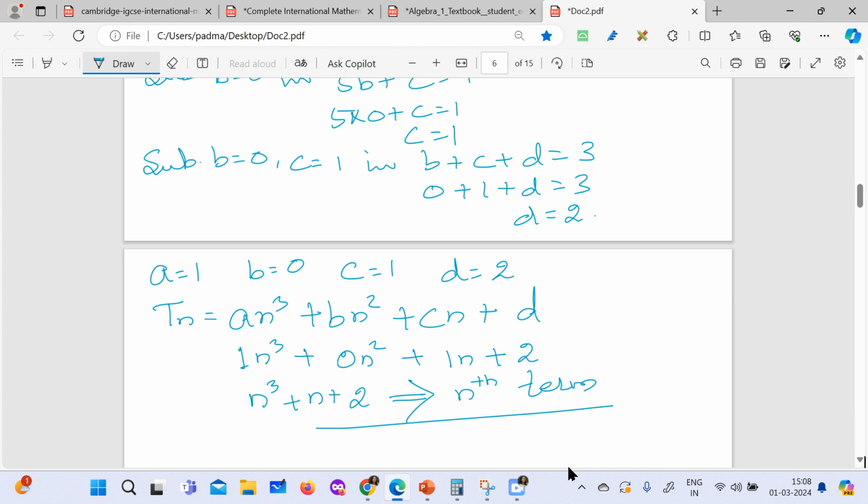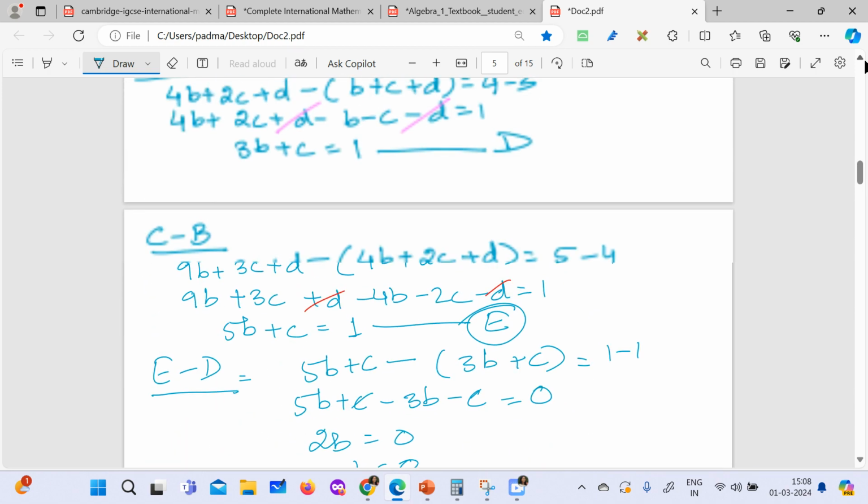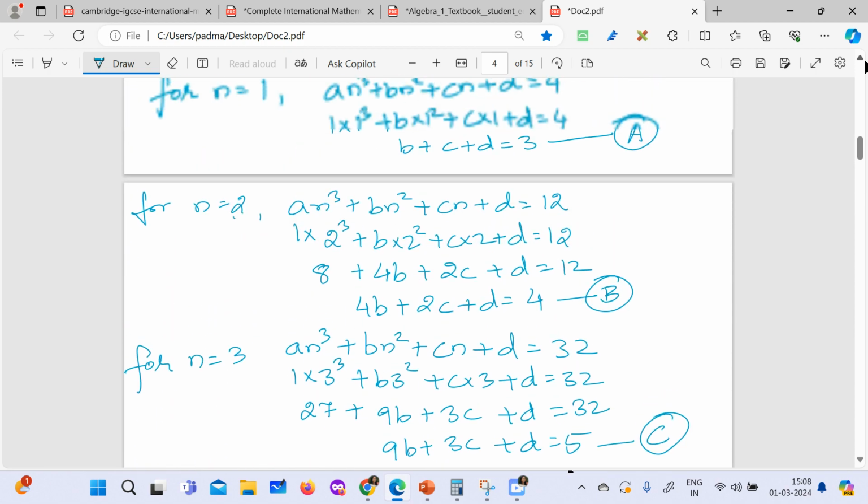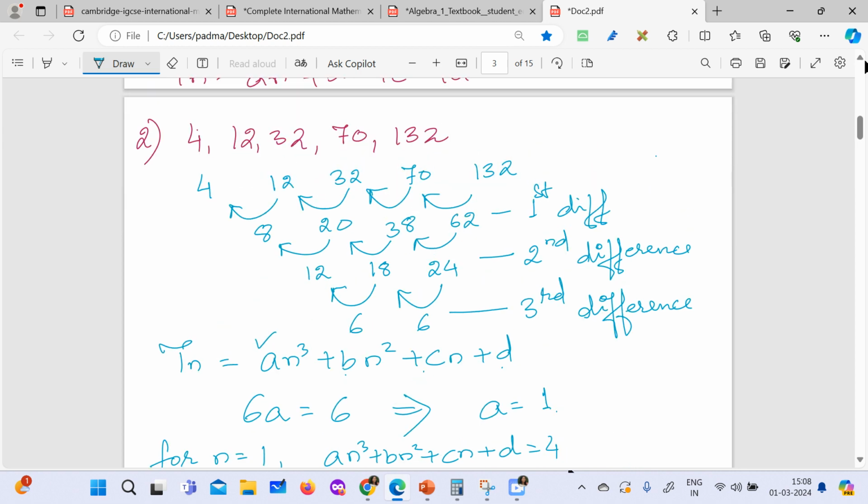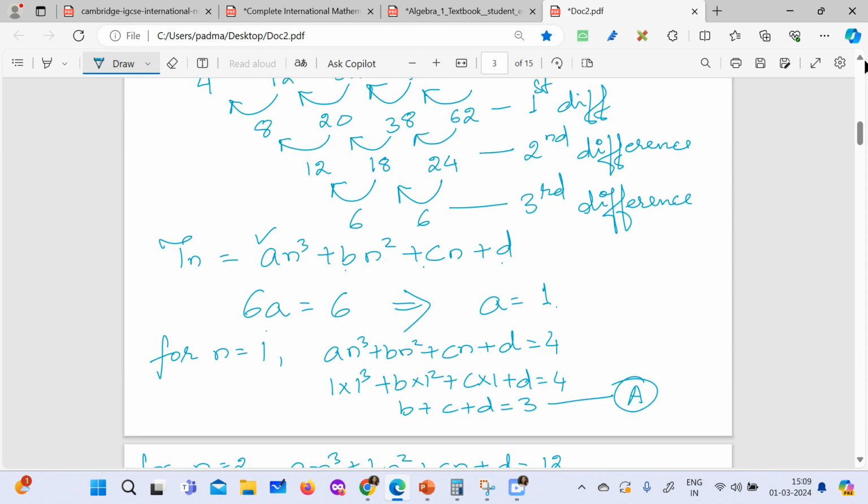Yes, miss. Okay, this is a little bit lengthy because of so many calculations. Very lengthy. So we can quickly go through the steps here. See, first we are finding the difference. When you get the same difference, then you decide what kind of sequence it is. So at the third time we have got the same difference. So this is our third difference. And the third difference is represented by 6a. So 6a is equal to 6. Hence you get the value of a as 1.